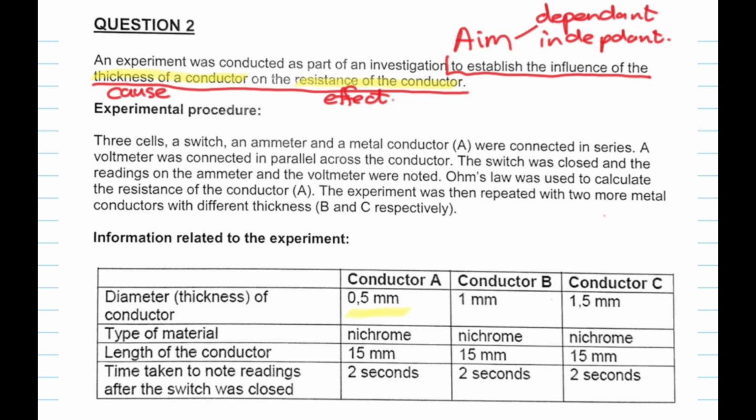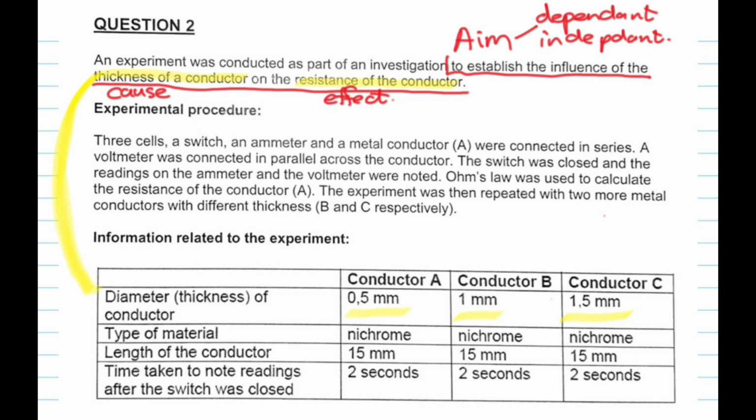And then what is very nice with this table is they're giving you all of the information, what they used, how long the conductor was, etc. But here's what's important. If you look at this table, you'll see that everything is exactly the same except for the thickness of the conductor. We changed the thickness of the conductor, and that now ties back to our aim, which is the cause. So that will be our independent variable.